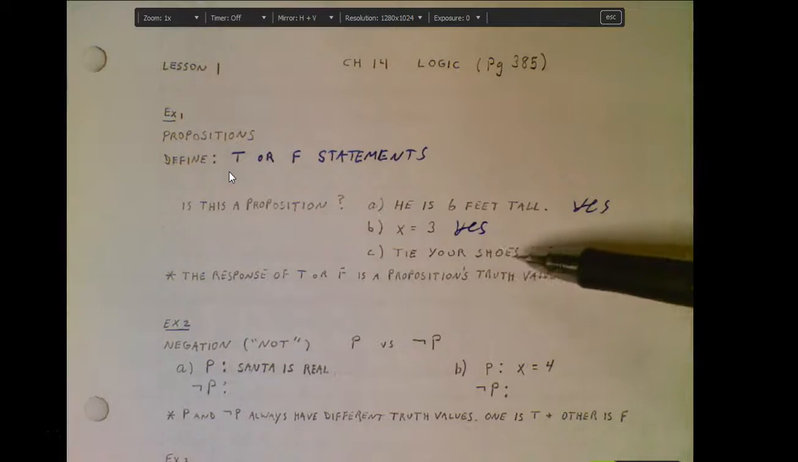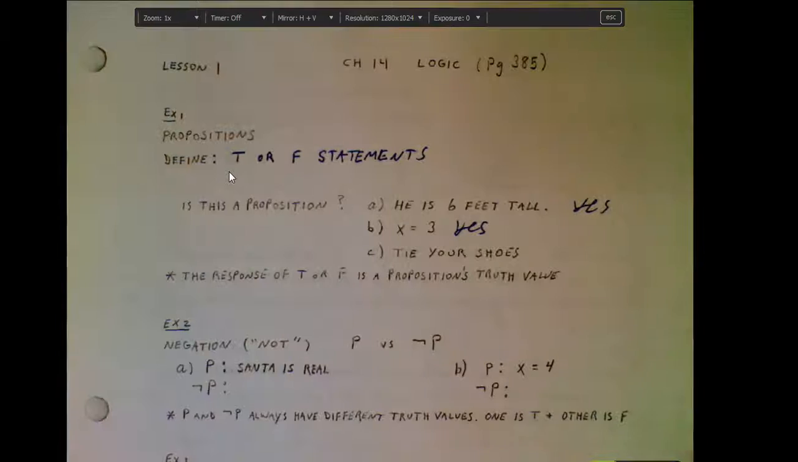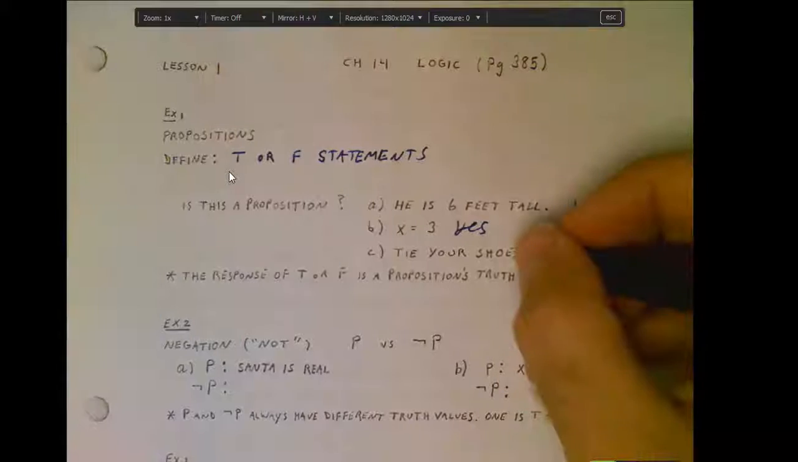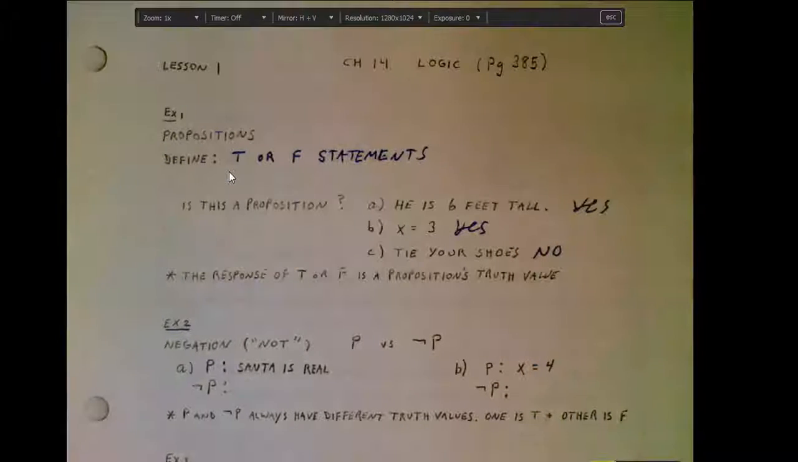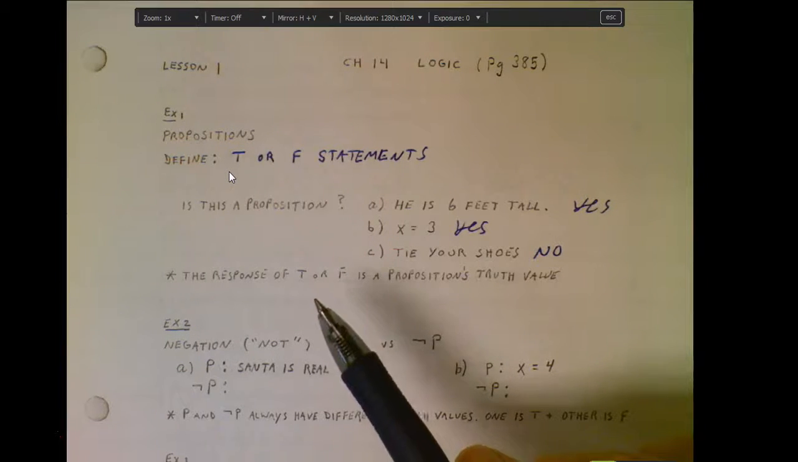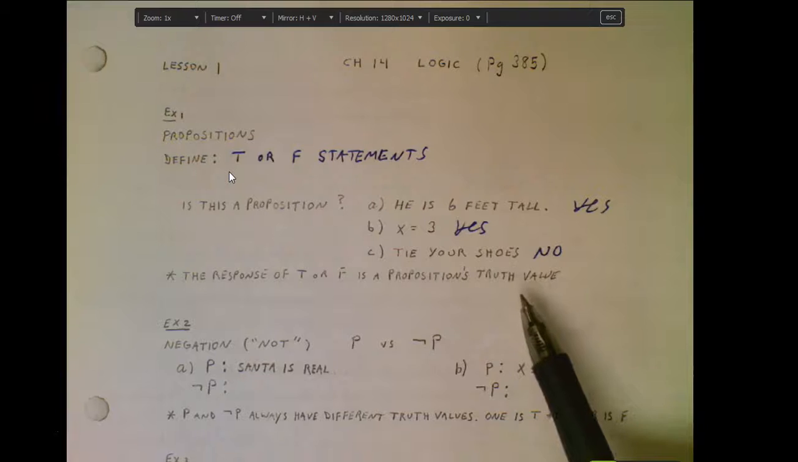But if I gave you a command like tie your shoes, or look over there, or do this or do that, that is not something that you can say is either true or false. That's simply a command. And so this is not a proposition. Whether you respond with a true or false, and this is a lot of what we get into in this chapter, is its truth value.